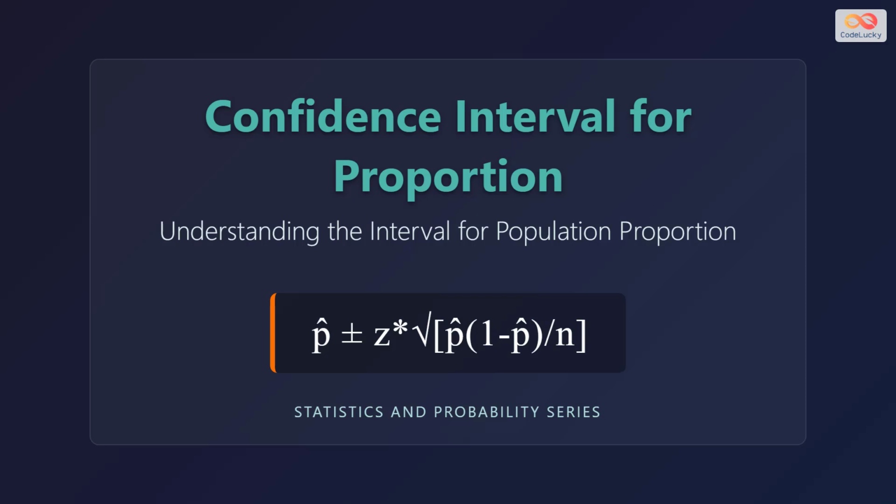Welcome. In this video, we will learn how to construct a confidence interval for a population proportion. This is a fundamental concept in statistics that allows us to estimate unknown percentages in a large group based on a smaller data sample.